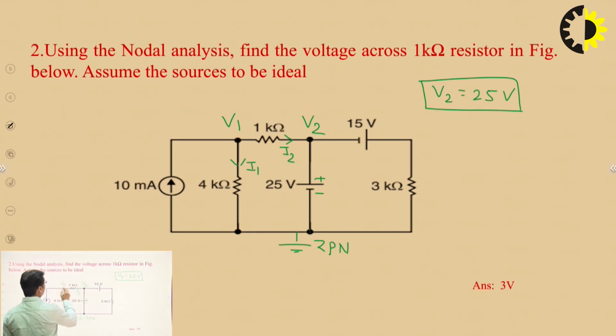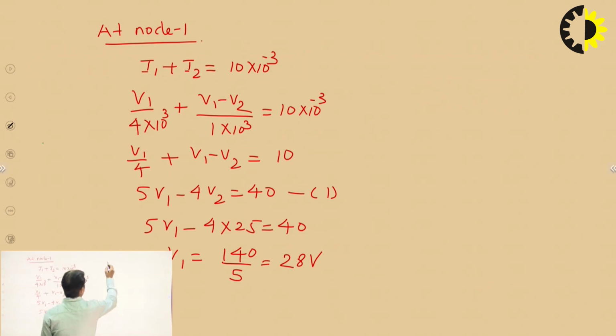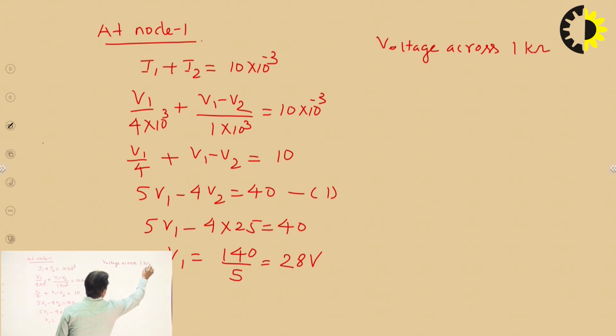So 28 is the V1, and V2 we already calculated. This is 25. So find the voltage across 1 kilo ohm. V1 and V2 are known to us, so we can calculate the voltage across the 1 kilo ohm resistance.